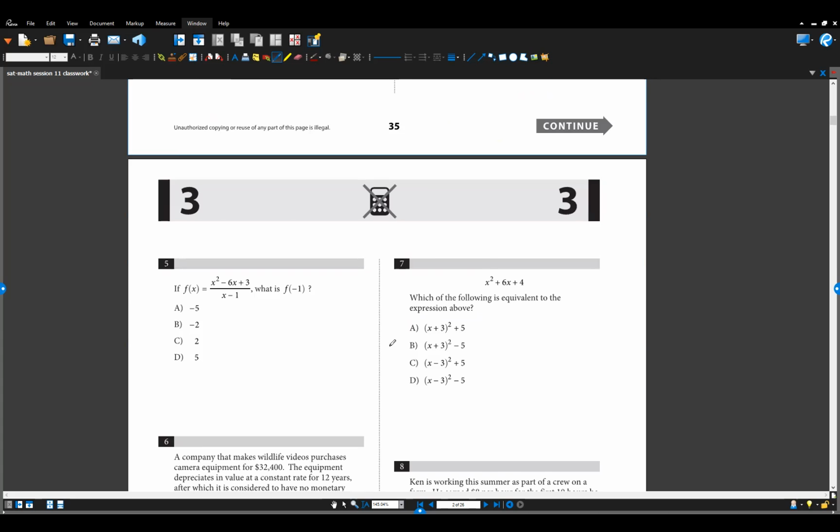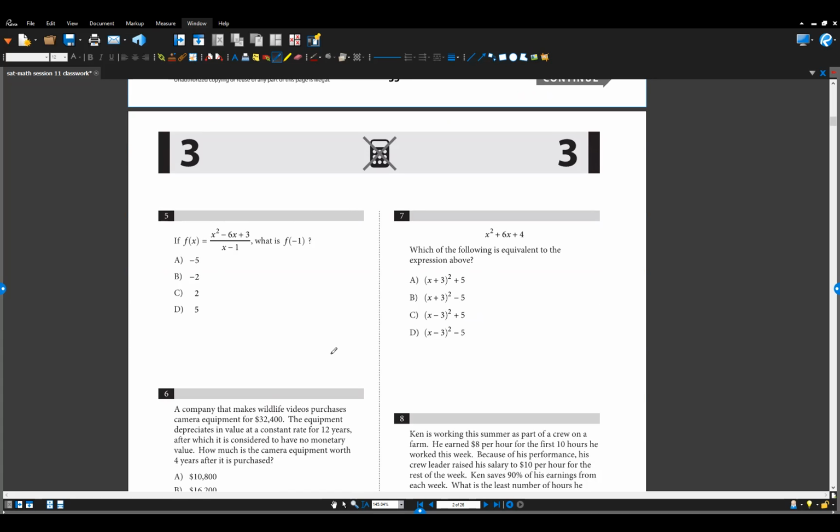Okay, number 4. Now I'm going to try number 5. Put this number into the equation, right? The x value is given as -1. So f of -1, you put this number into the equation. -1 squared is +1. -6 times negative is +6. And +3, but the denominator is not 0.